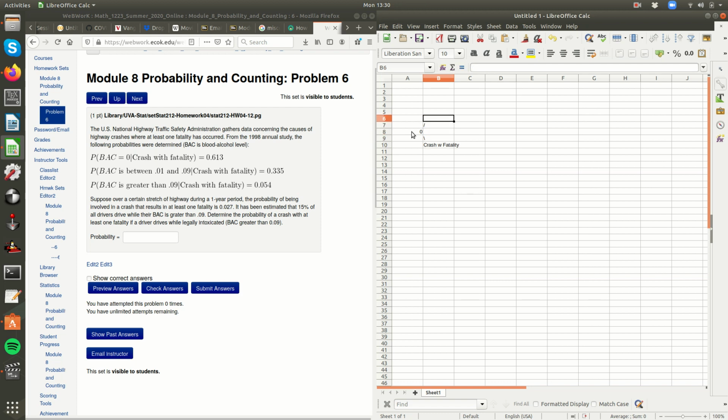Which means up here, I'm going to have the opposite of that. So no crash with fatality. You can still have a crash, actually, and a no crash, you just can't have a fatality. So the probability of a crash with at least one fatality, they told me it was 0.027, which means this one has to be 1 minus that value. So I'm using Excel to compute that, 97.3%. Okay, cool.